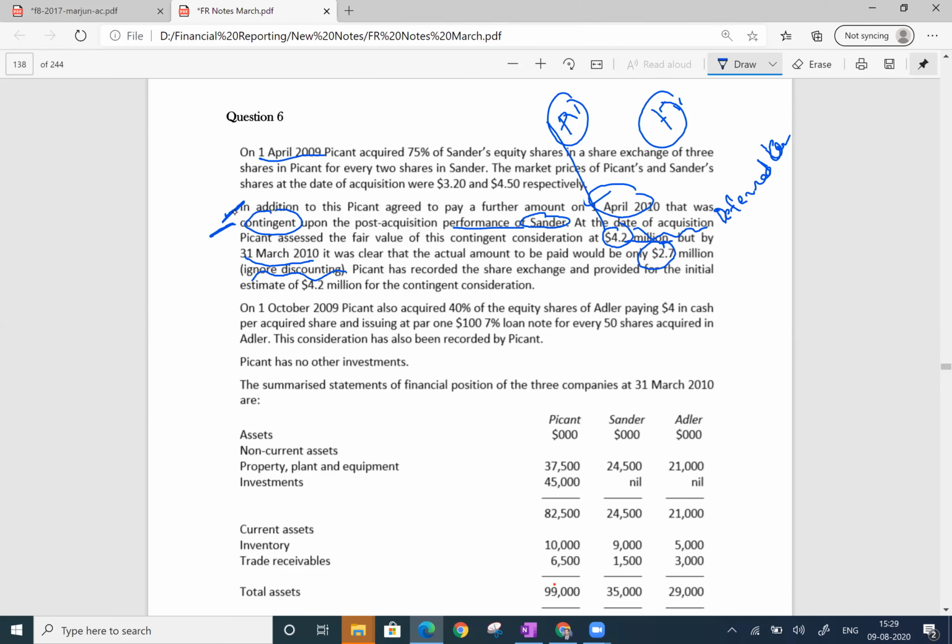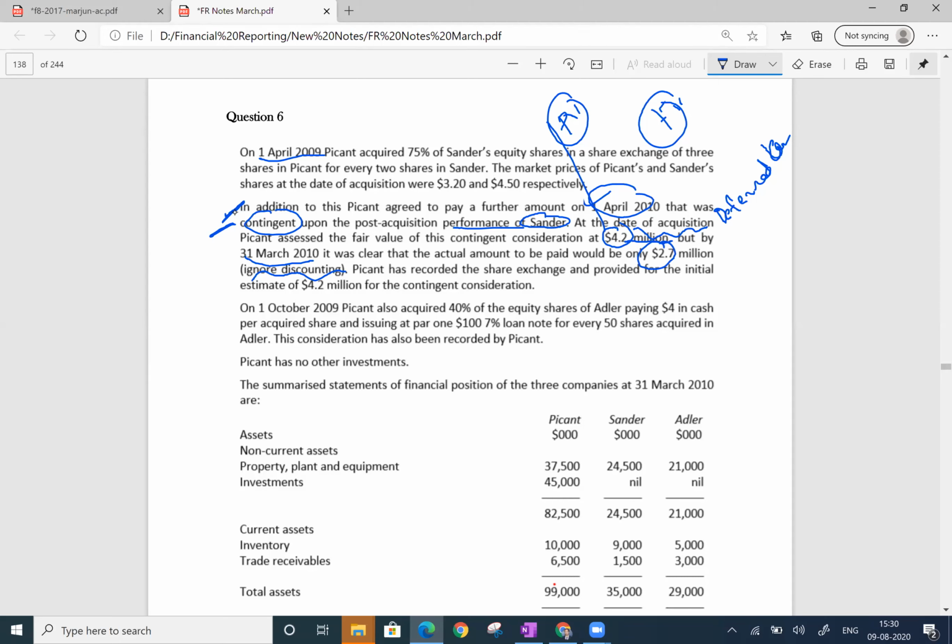This is deferred as well as contingent. Deferred consideration means you have to definitely pay. You promise after 1 year we'll pay you this much money. Deferred consideration means at the date of acquisition you're not paying. You're deferring the payment. You're paying it at a later date. This is not exactly deferred consideration. This is somewhat like deferred consideration, but not exactly like this.